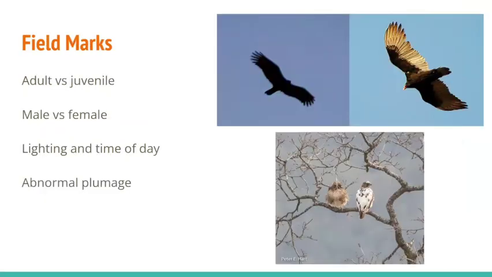So next up is field marks. Field marks can be difficult. One aspect is the fact that adult birds and juvenile birds can often look very different. For example, in red-tailed hawks, an immature red-tailed hawk actually doesn't have that vibrant red tail. For other birds, like the American kestrel, an immature kestrel will look somewhat similar to a female adult American kestrel, but will still have more streaking, just looks a little less defined.